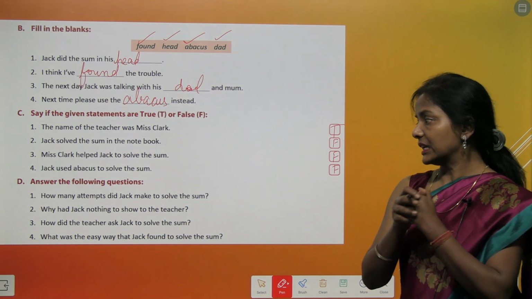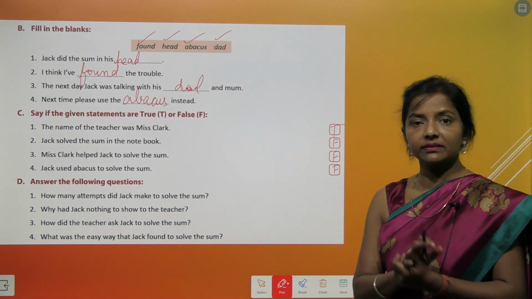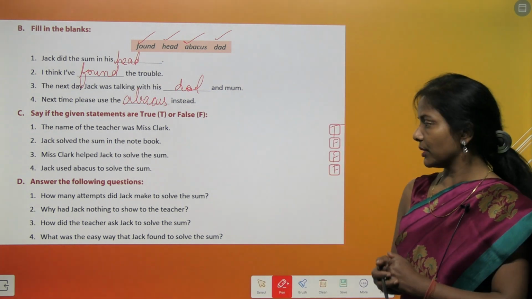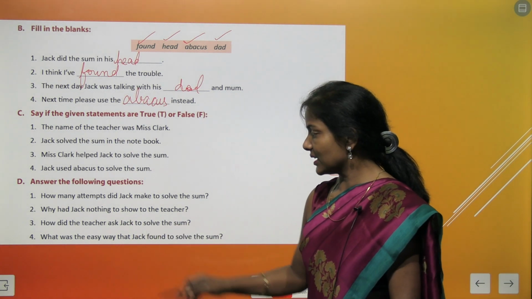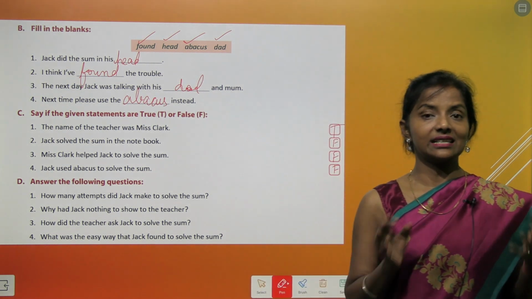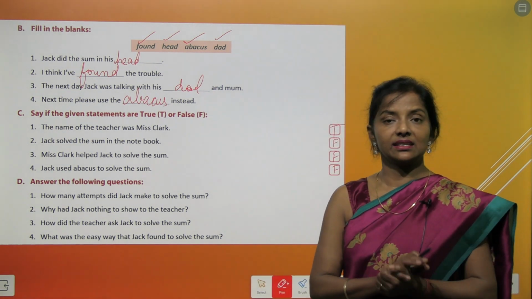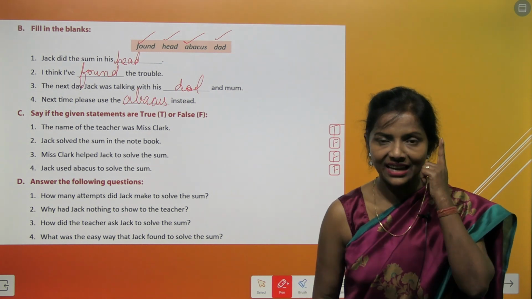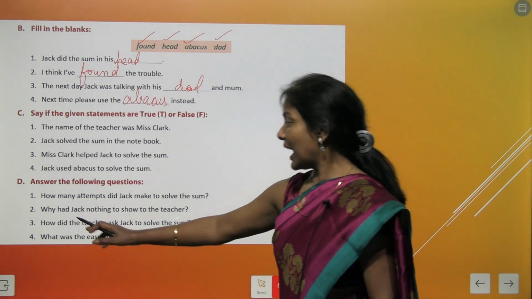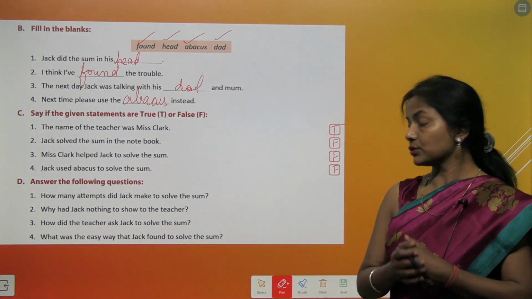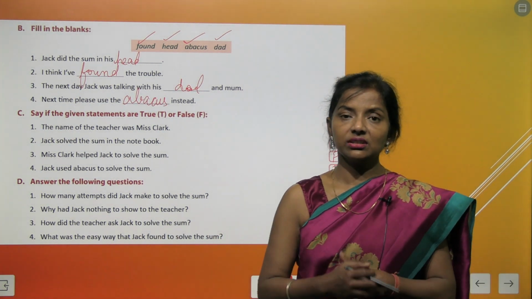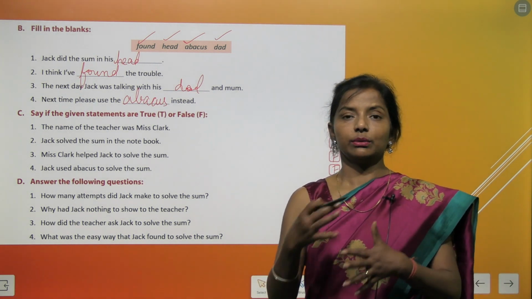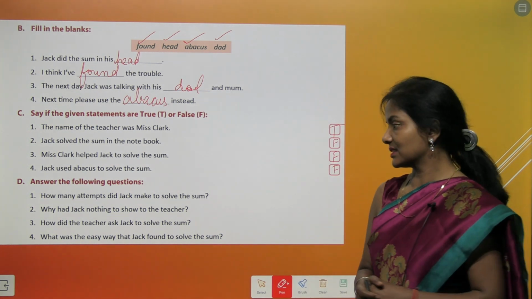Answer the following questions. How many attempts did Jack make to solve the problem? Jack made 2 attempts to solve the problem. Why had Jack nothing to show to the teacher? Jack didn't have anything to show to the teacher because he had solved the sum in his head. How did the teacher ask Jack to solve the problem? The teacher asked Jack next time to solve the problem with the help of the abacus.